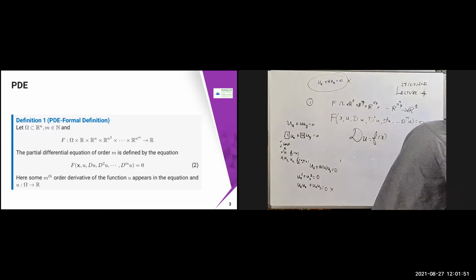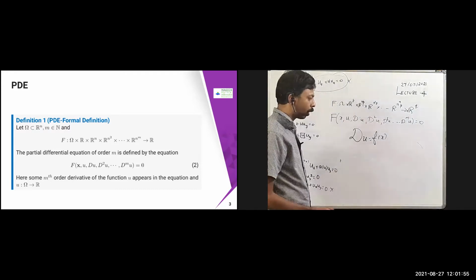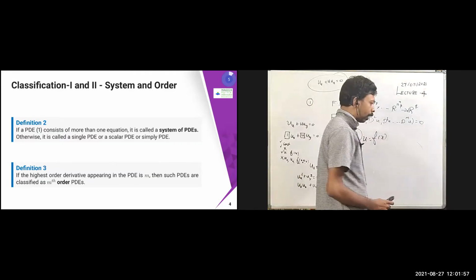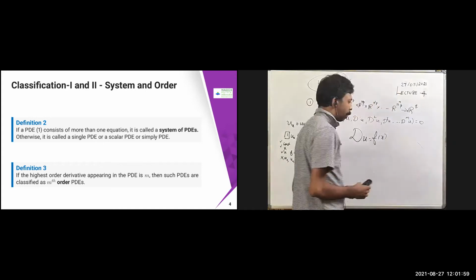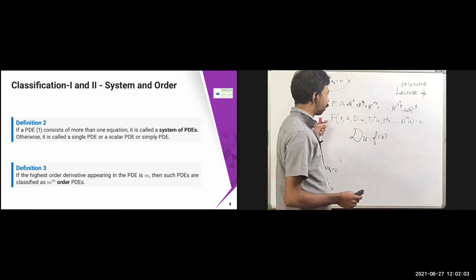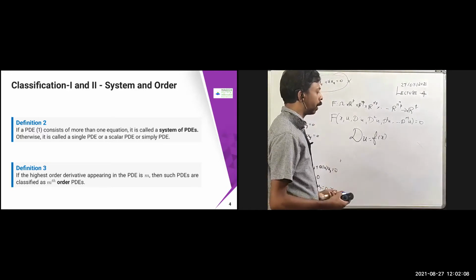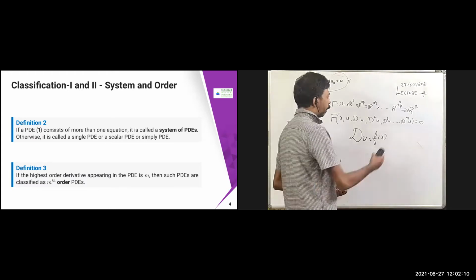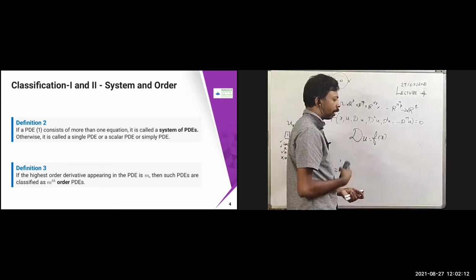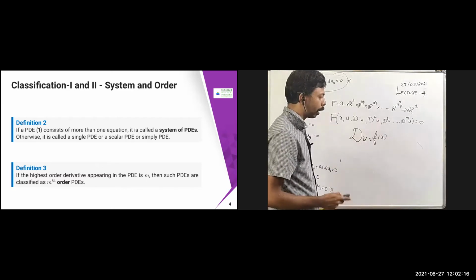So in that case, we have the formal definition again, which we have already seen earlier. Then we defined a system of PDEs. Suppose this consists of more than one equation, then it is called a system of PDE. If it is only one equation, then it is called simply a PDE, or scalar PDE. And the highest order derivative appearing in this PDE is called the mth order PDE. That also we have seen.